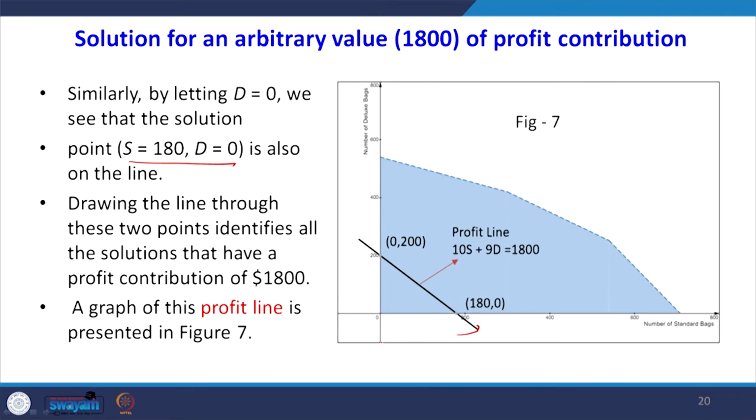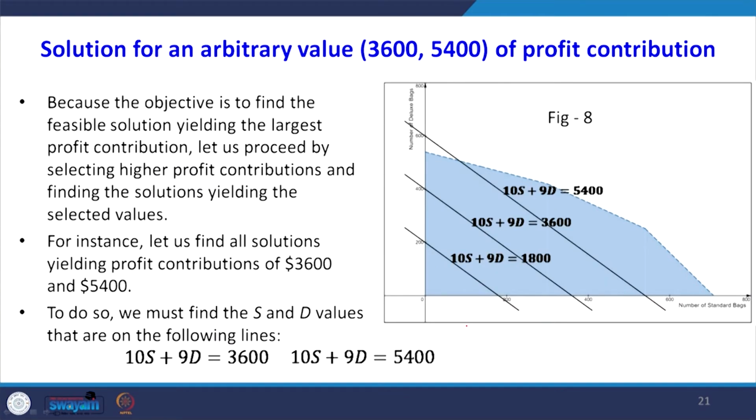So, drawing the line through these 2 points identifies all solutions that have a profit contribution of $1,800. The graph of this profit line is presented in this figure. So, this line is our profit line. Because we have taken only one value, similarly I can take another profit contribution value arbitrarily, 3600, 5400. Then I can plot this line, 10S plus 9D equal to 3600, and 10S plus 9D equal to 5400.